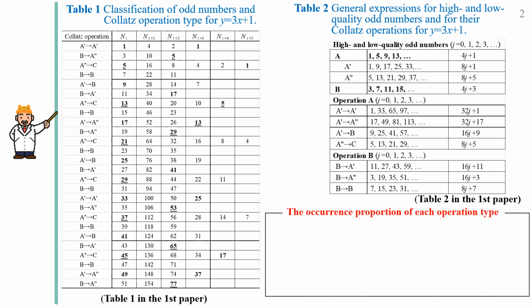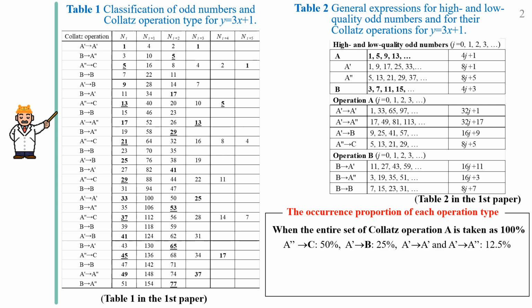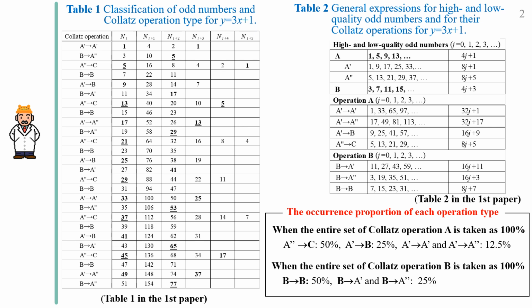According to these equations, when the total number of Collatz operation A is taken as 100%, the occurrence proportion of each operation type is 50% for A double prime arrow C, 25% for A prime arrow B, and each 12.5% for A prime arrow A prime and A prime arrow A double prime. Similarly, when the total number of Collatz operation B is taken as 100%, the occurrence proportion is 50% for B arrow B, and each 25% for B arrow A prime and B arrow A double prime.